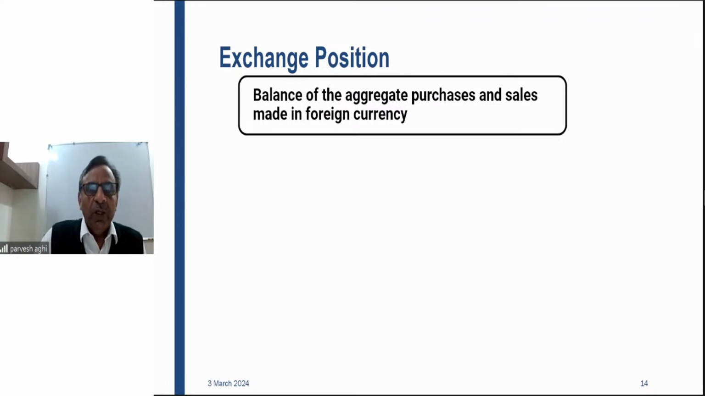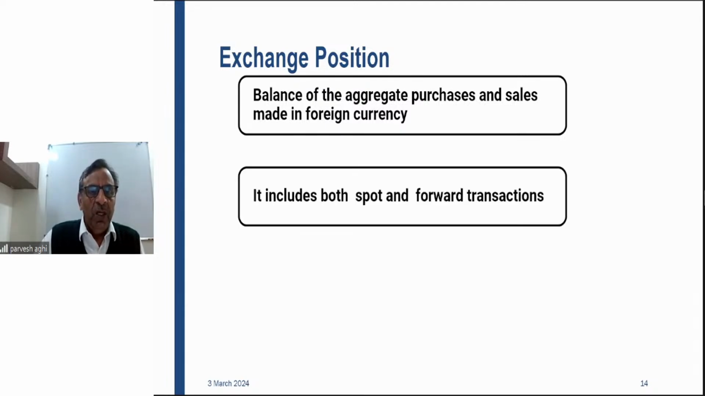so that they have a position which they can always bear with. Okay, so if they have a foreign exchange position which is not covered, they are taking a risk. So they assess every time how many forward contracts they have entered, how many they have sold. So what is the net position? They take some actions and monitor their positions every day. It includes both spot and forward transactions.